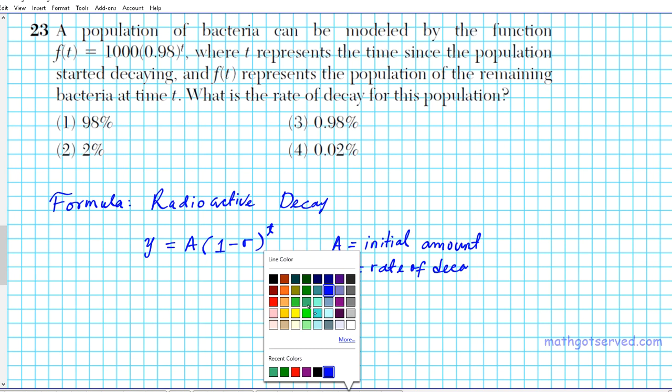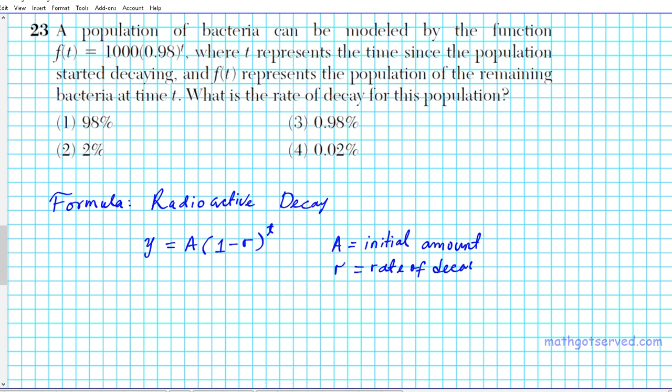In the question, they're asking for the rate of decay in percentage form. But in the formula, r represents the rate of decay in decimal form. So we have to do conversions anytime we're going from percentage to the formula or from the formula to percent. So r is the rate of decay in decimal form, t represents the time, and y represents the final amount. What we're going to do is place this model next to this formula and see if we can isolate what we want to find.